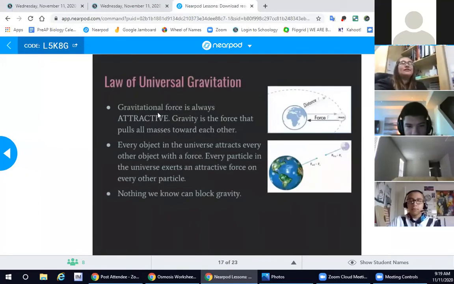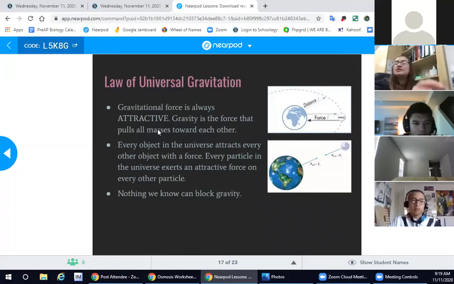So again, gravitational force is always going to be attractive. It's not pulling anything away, it's pulling objects in towards themselves. And that's why we rotate around the sun, because the sun is pulling us in. That's why the moon rotates around Earth, because the Earth is pulling the moon in.